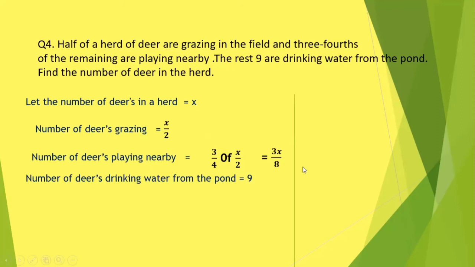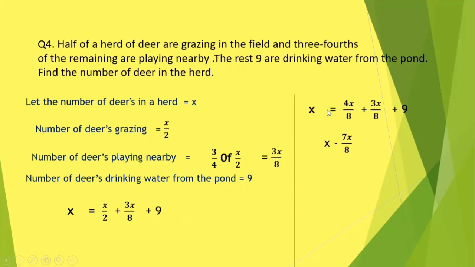Now we can frame an equation. Total number of deer are x and we add all of those. This total number of deer which is x is equal to the ones which are grazing, x by 2, those playing nearby, 3x by 8, and those drinking water, 9. Let us solve this equation. Now for solving the equation, we take the LCM of 2 and 8. If one number is a multiple of the other, the greater is the LCM. That means I need to make the denominator 8 here. So 2 into 4 I get, so I need to multiply here also by 4. So I get 4x upon 8 plus 3x upon 8. When I add this together, I get 7x upon 8.